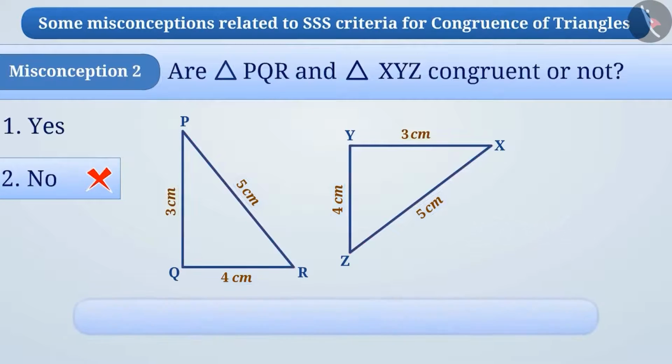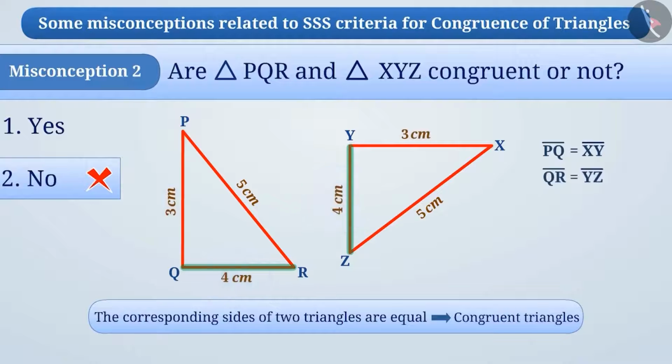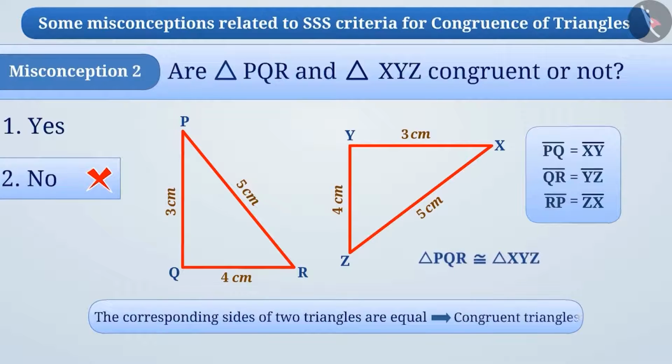The correct understanding is that when the corresponding sides of two triangles are equal, they are congruent under the SSS criterion. Here, in triangle PQR and triangle XYZ, PQ is equal to XY, QR is equal to YZ, and RP is equal to ZX. The corresponding sides of both triangles are equal, so they are congruent. Hence, option 1 is the correct answer.